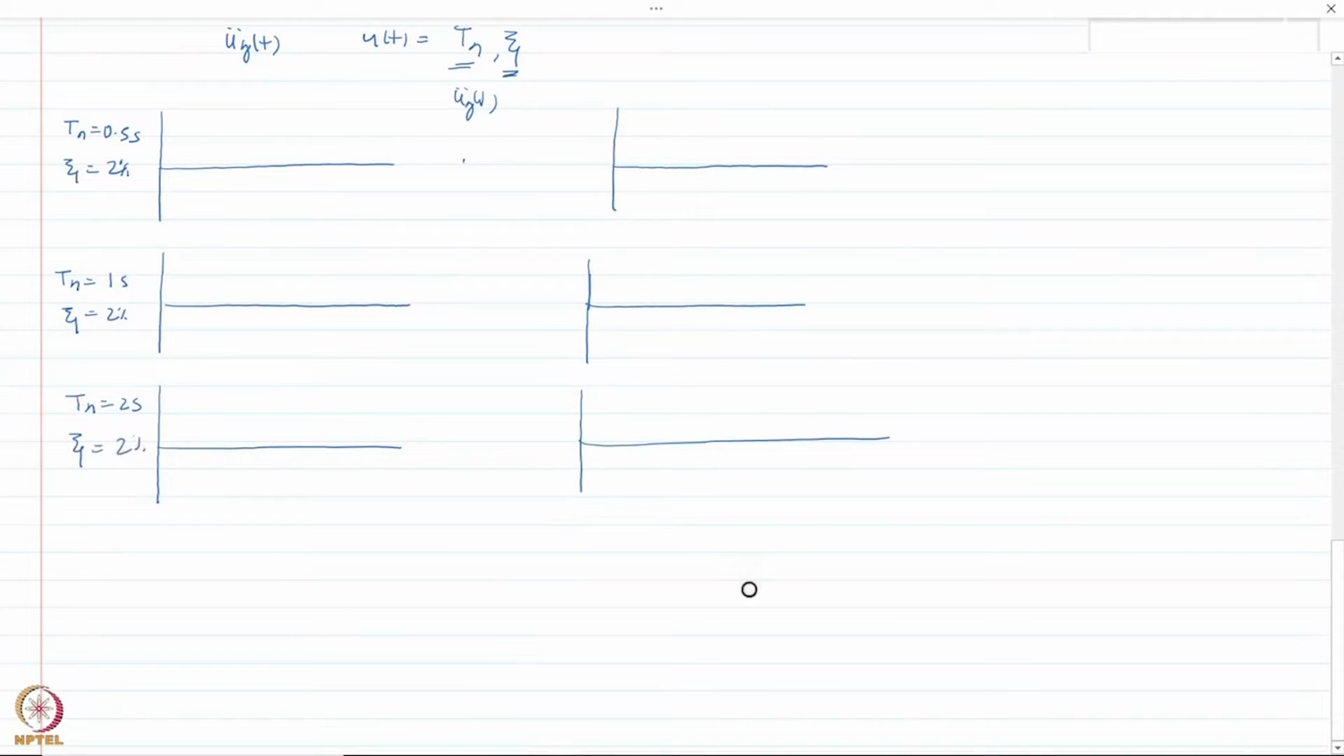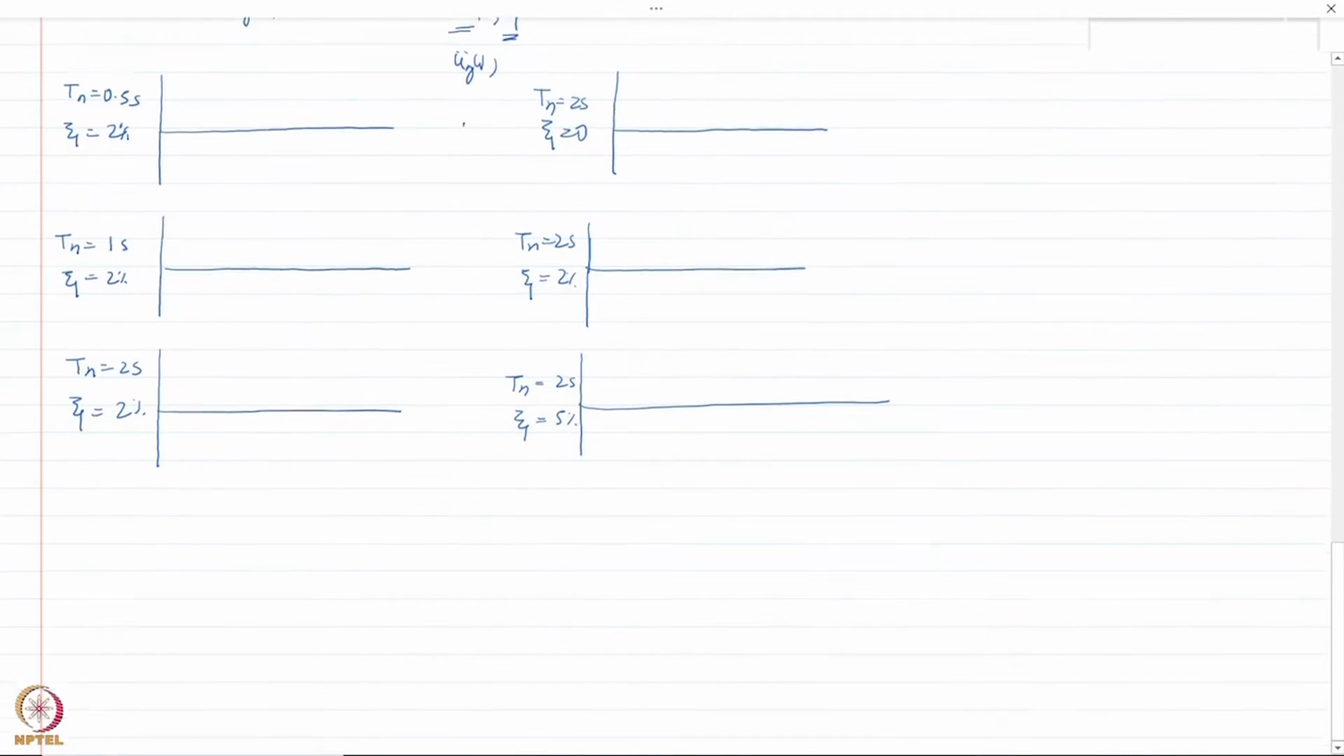Now, in the second case, let us say Tn is the same at 2 seconds. However, zeta is first equal to 0. In the second case, again Tn is the same but zeta is 2%. And in the third case, Tn is again the same, but zeta is equal to 5%.